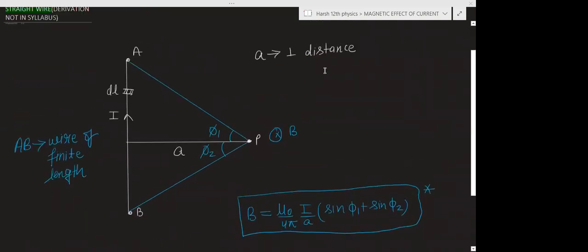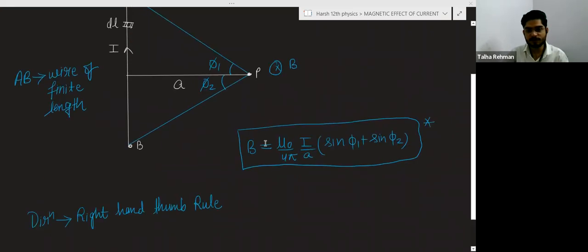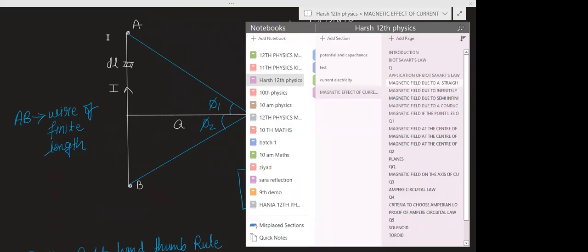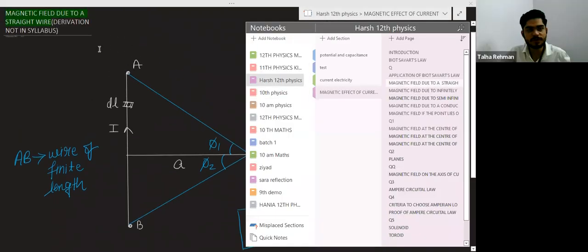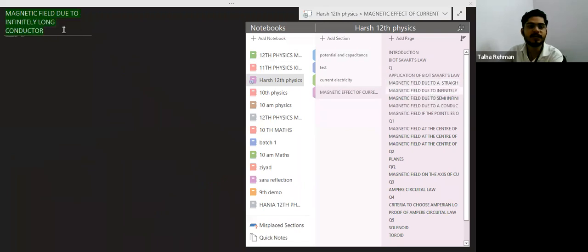So this is a wire of finite length, and due to this wire of finite length, the magnetic field comes out to be this. Okay, this is the angle. Now we will discuss some special cases of the straight wire, and the first case is the magnetic field due to an infinitely long conductor.